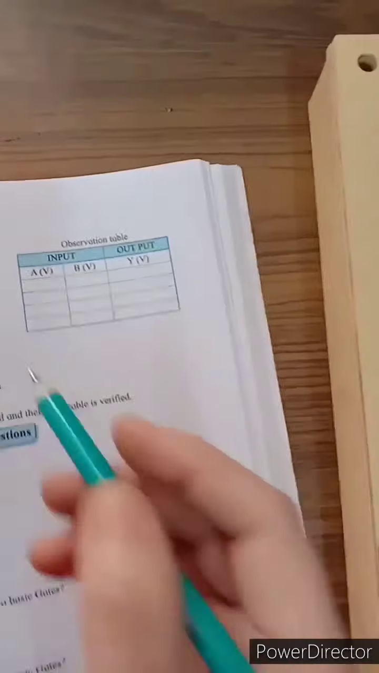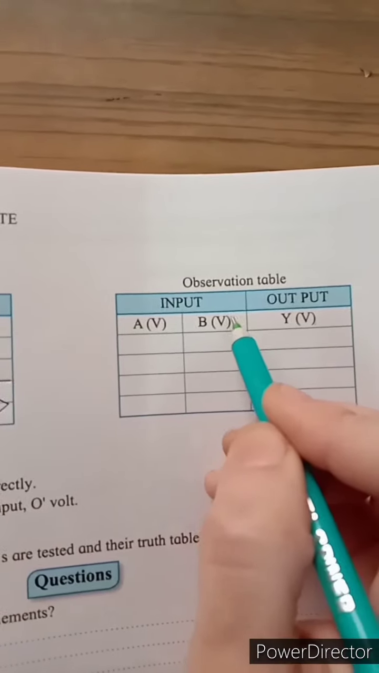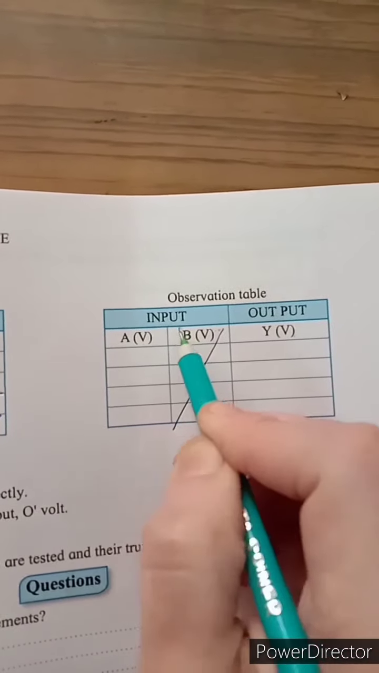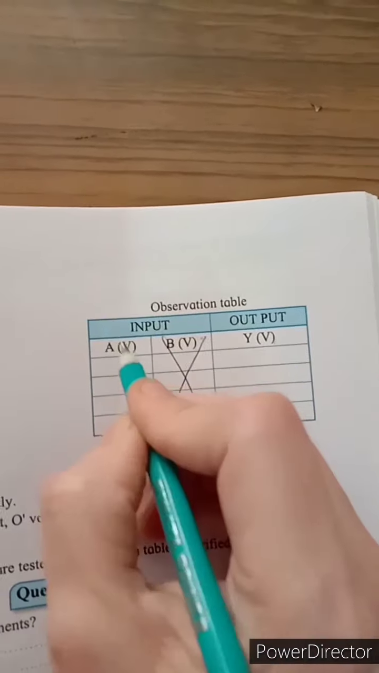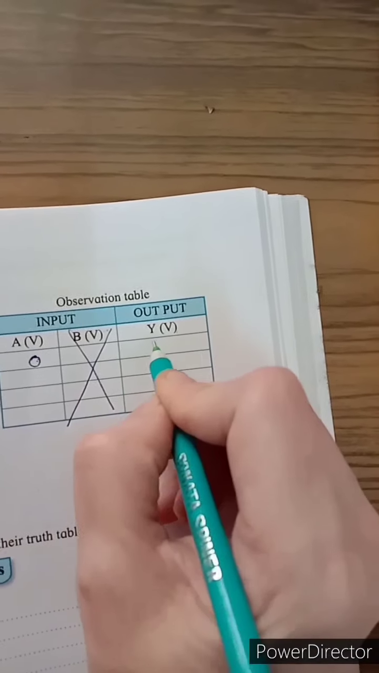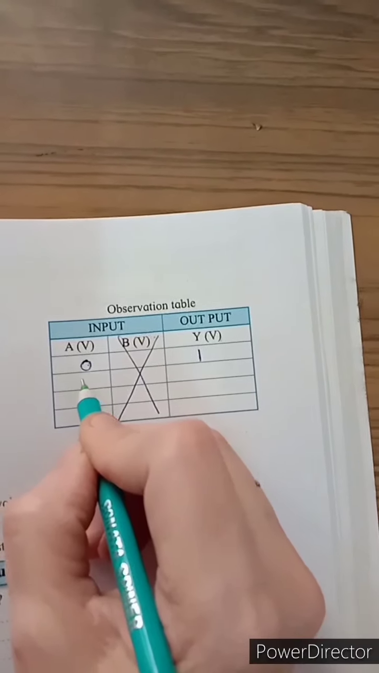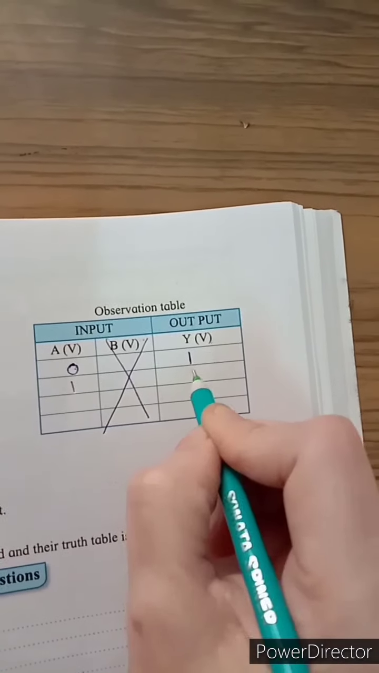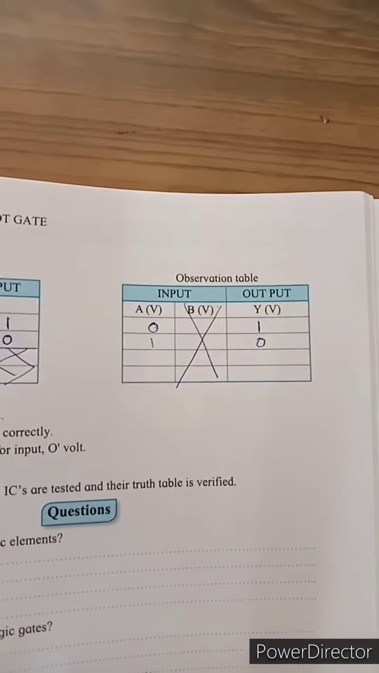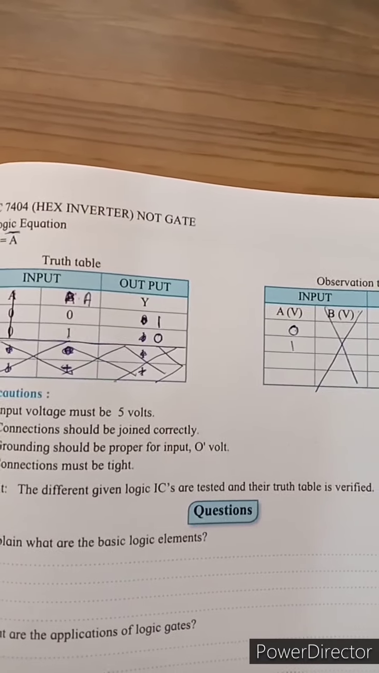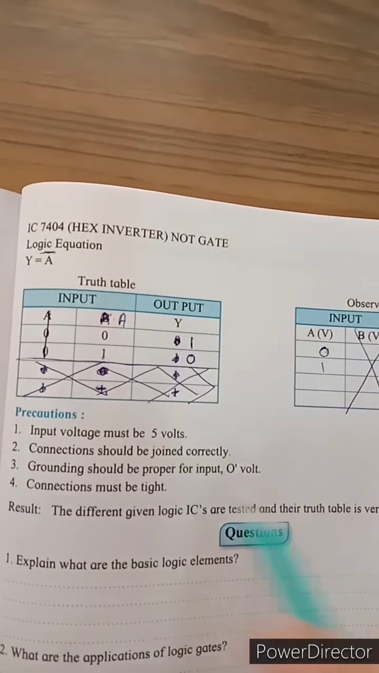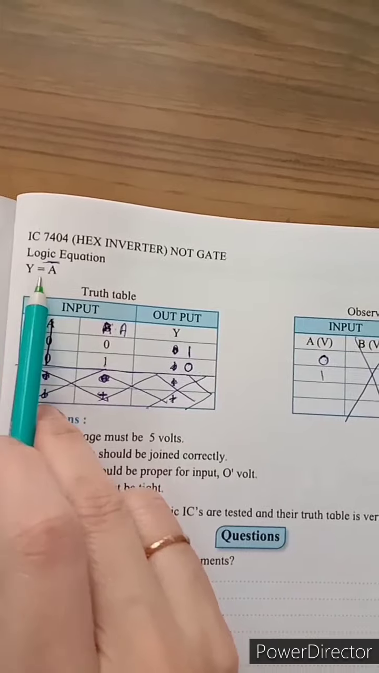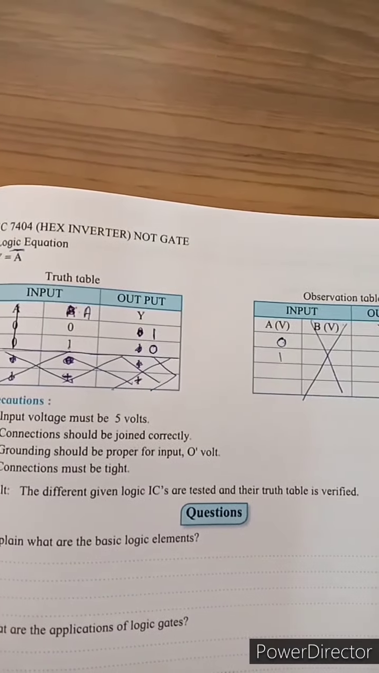So I can just use this given table. Only one input is there, so I will just cross this part. When the input is low, output is high, and when input is high, output is low. It also verifies the given truth table, as the Boolean equation is y is equal to A inverse.